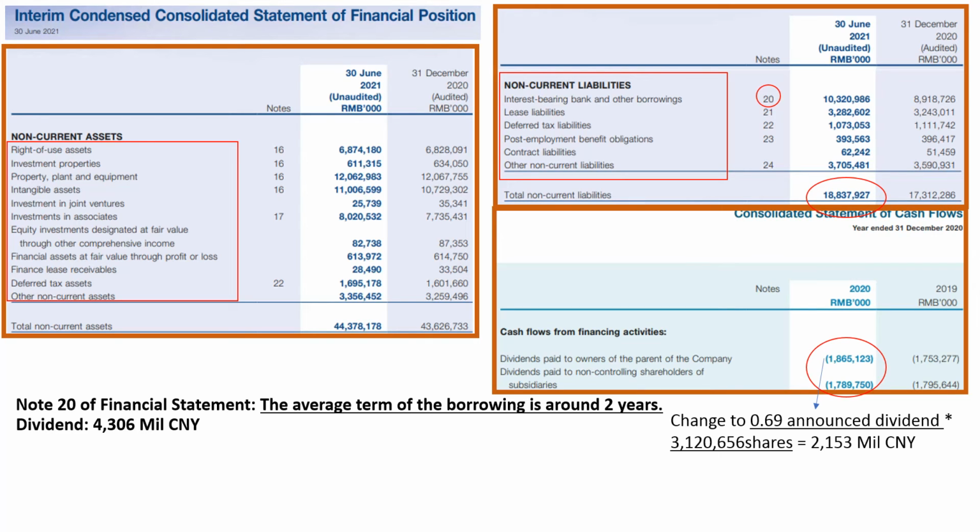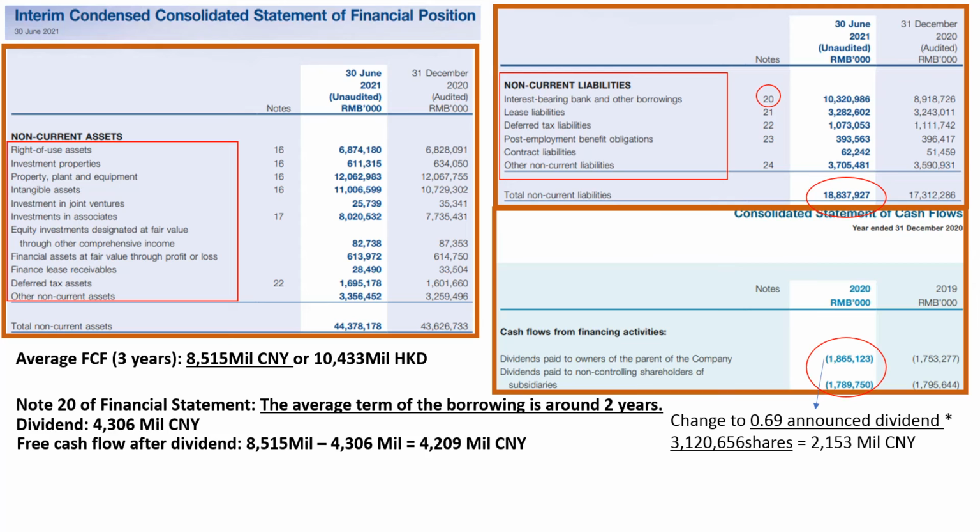The reason why I multiply the amount by 2 is because the company will need to pay the same amount of dividend to the other entity that has a 50% interest in the company. With this I can calculate the free cash flow after dividend to be 4,208 million RMB. I will then take the total non-current liabilities and divide it by the free cash flow after dividend. This will give me 4.47.